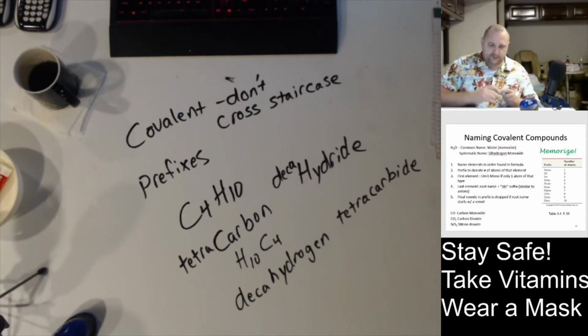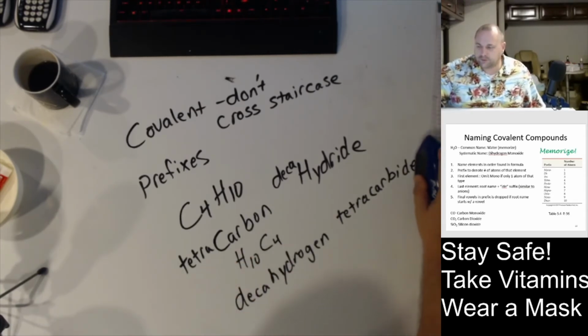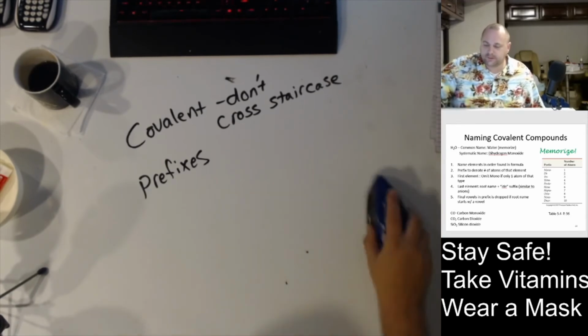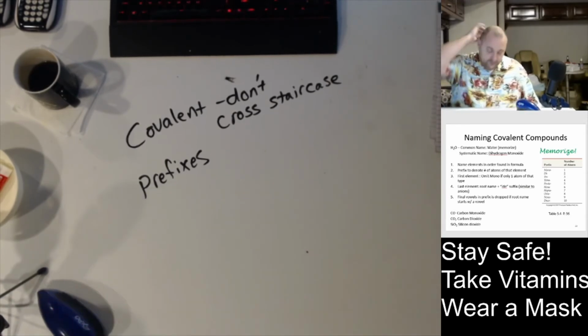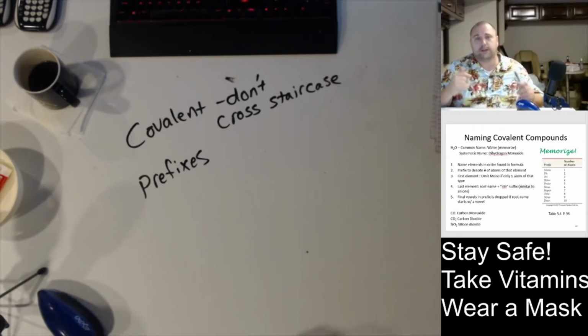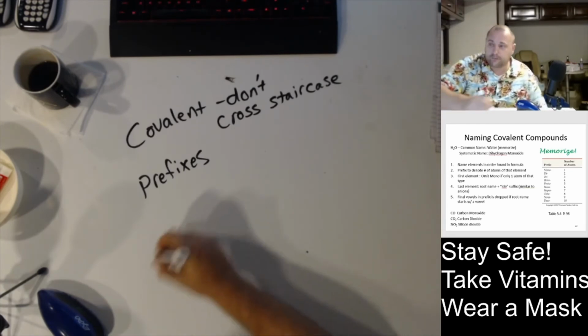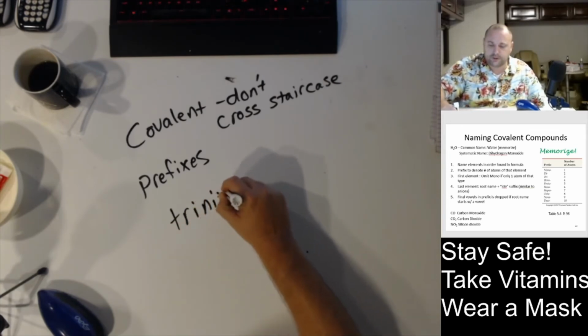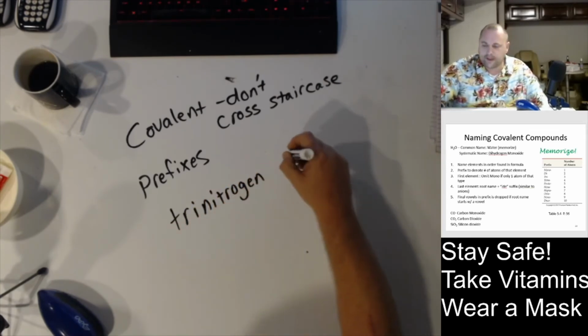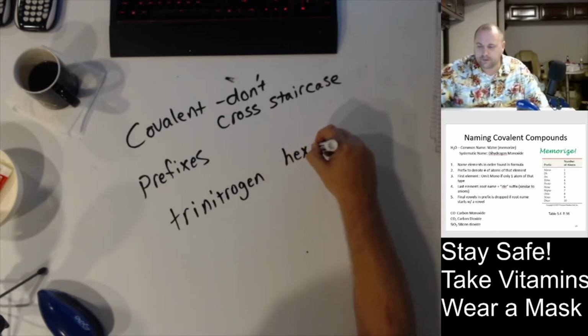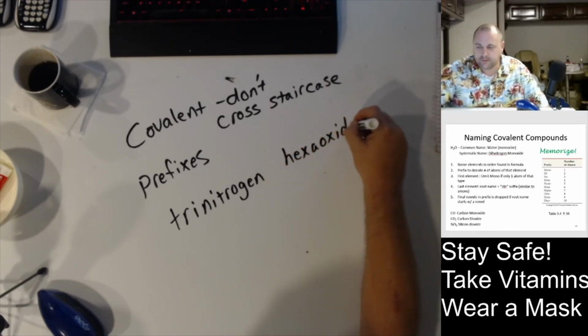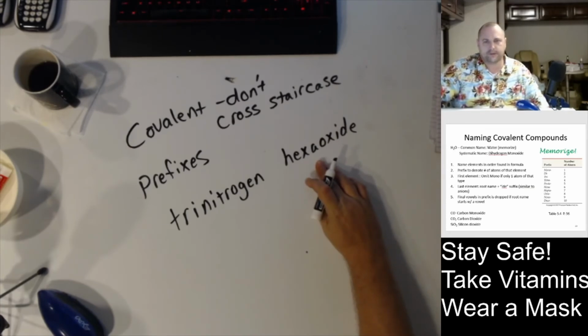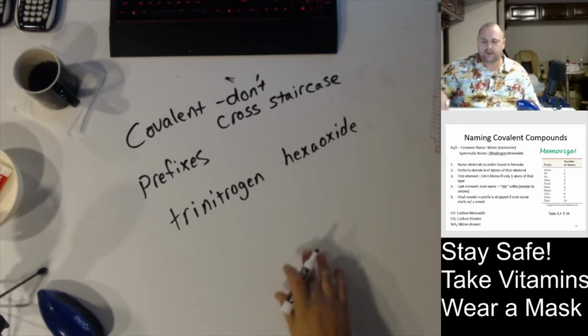So covalent systems, really not too bad. And the nice thing about these, the use of the prefixes, is coming out of the system, you don't have to worry about doing any of this smallest whole number ratio or anything. So if they wrote to me trinitrogen hexaoxide, now you might say, is that hexoxide or hexaoxide? I'm gonna leave it as hexaoxide.